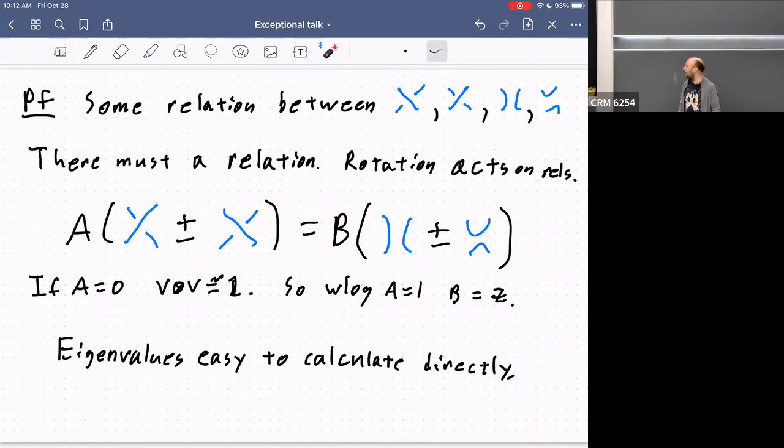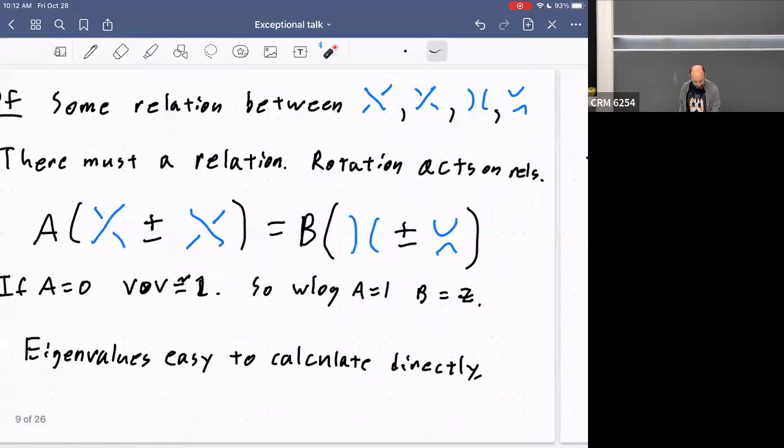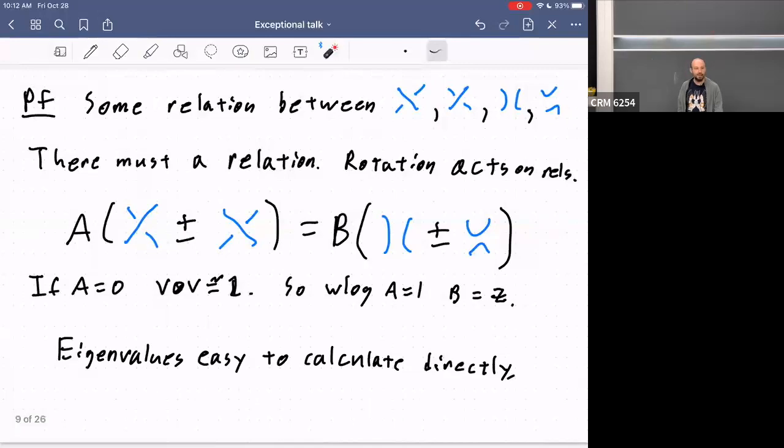Again, this is in an old paper of ours, which has coincidences in the name. It's like quantum group coincidences or something like that. Okay. Any questions about that?